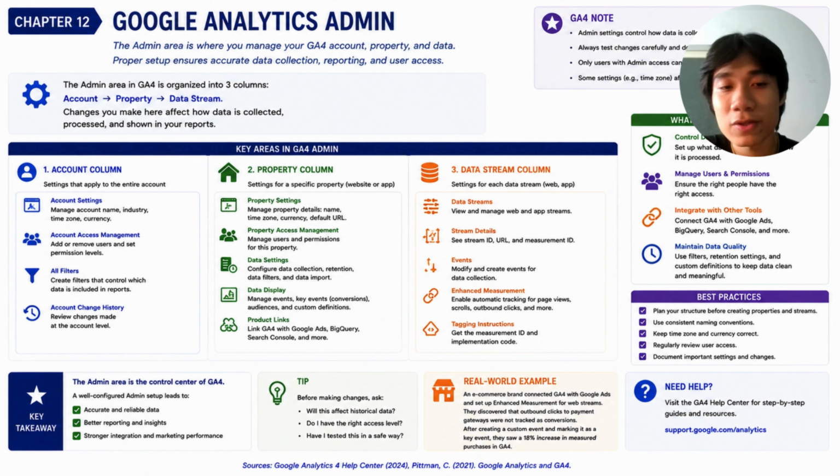Proper configuration is important because even the best reports are only useful if the data has been collected correctly from the beginning. So overall, the admin panel provides the tools needed to set up, maintain, and manage a Google Analytics property, ensuring that the business data collected is accurate and reliable.